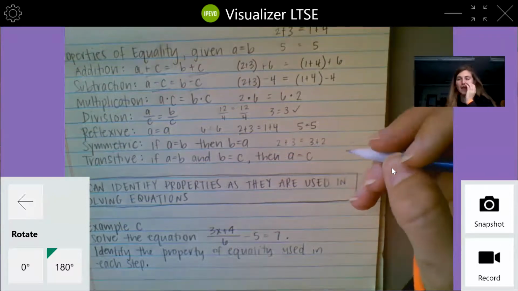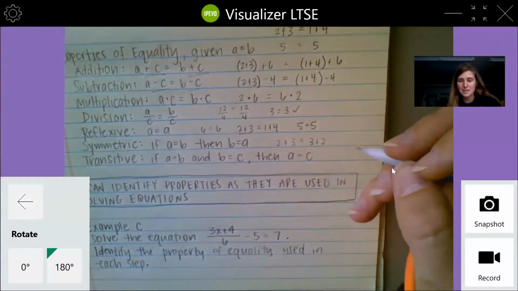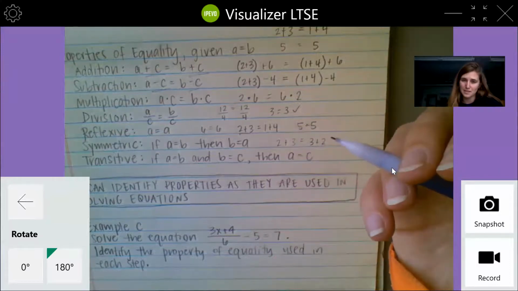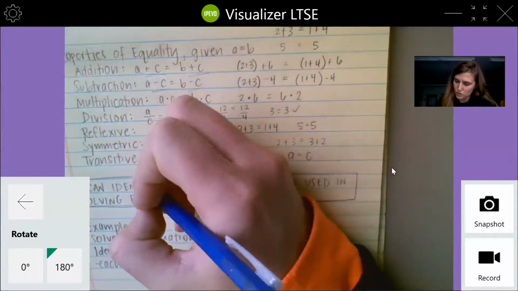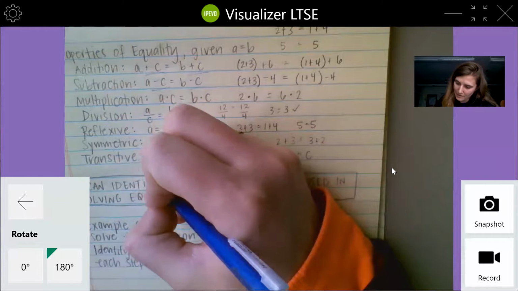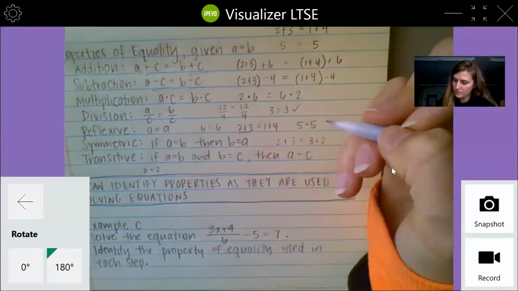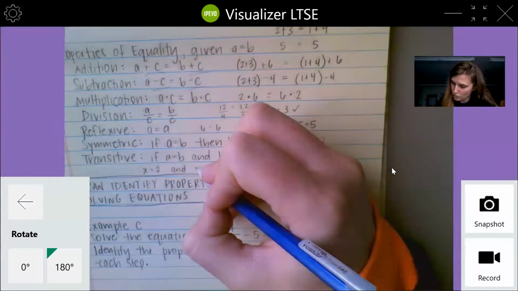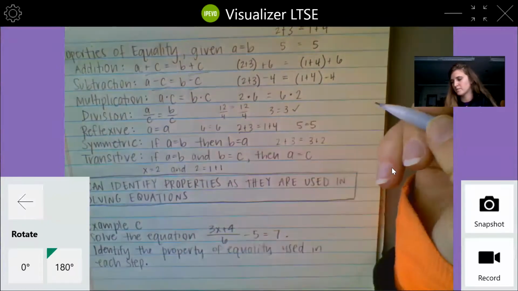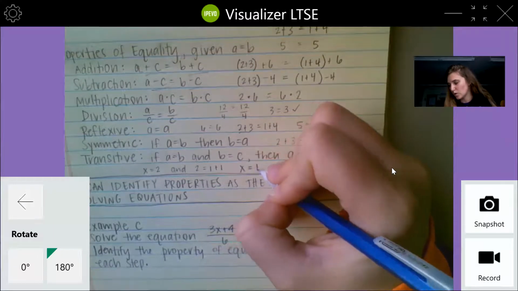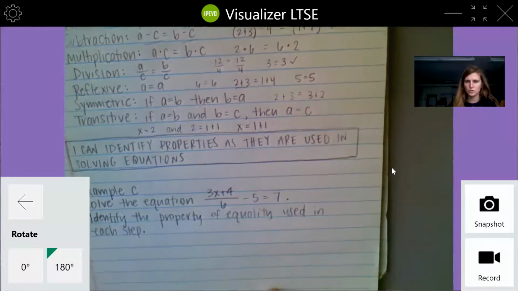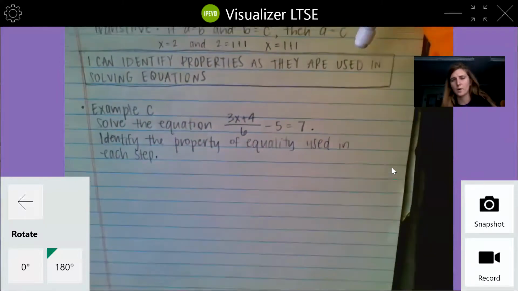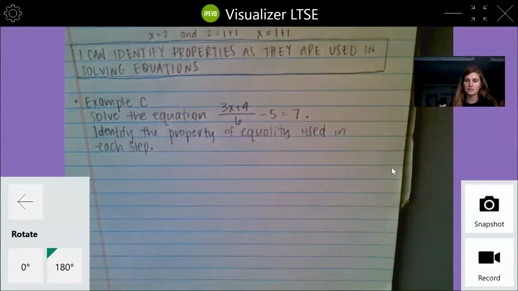And then transitive: if A is equal to B and B is equal to C, then A is also equal to C. So let's use some variables this time. If X is equal to 2 and 2 is equal to 1 plus 1, then X is equal to 1 plus 1. Okay? So we're going to use those properties in this example. What we're going to do is solve this equation and identify the different properties we use in each step.